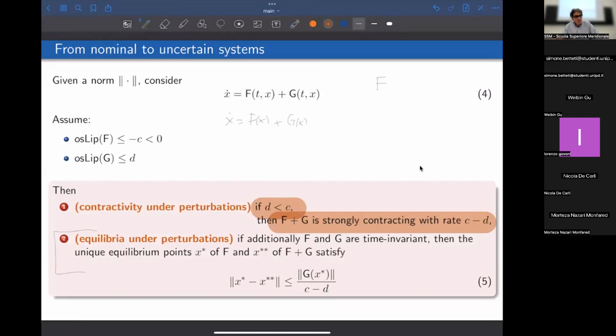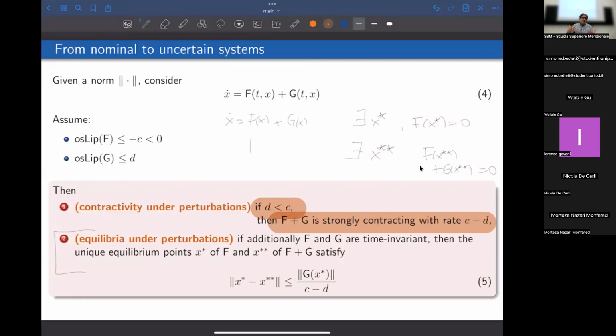But F is contracting, which means that there exists a unique globally exponentially stable x star such that F at x star is equal to 0. So F has a globally exponentially stable equilibrium. Now I apply a disturbance, and I'm telling you, F plus G is still contracting. But if it's still contracting, then there must exist another point, let's call it x double star, such that F at x double star plus G at x double star is equal to 0. A new equilibrium. So I have my nominal system, it has an equilibrium.